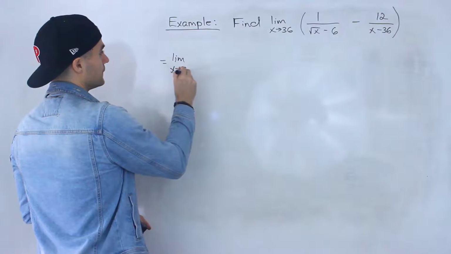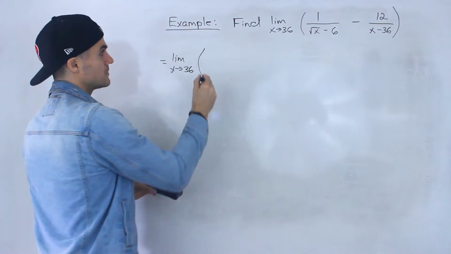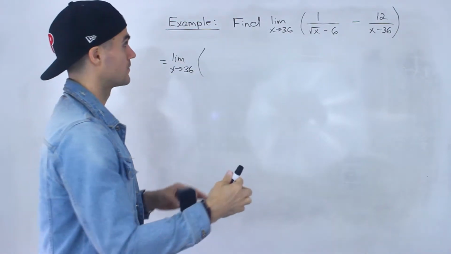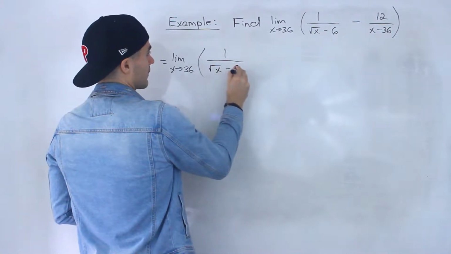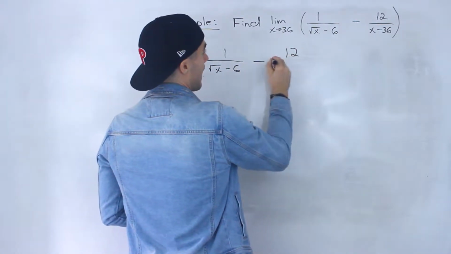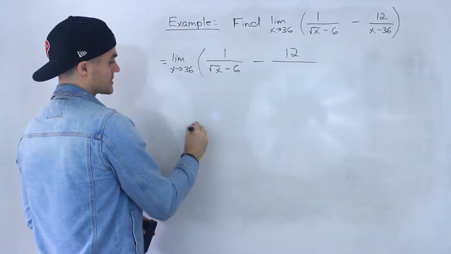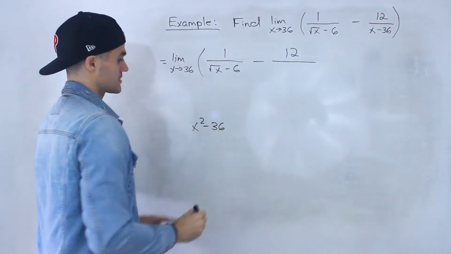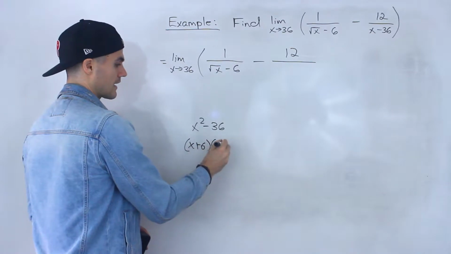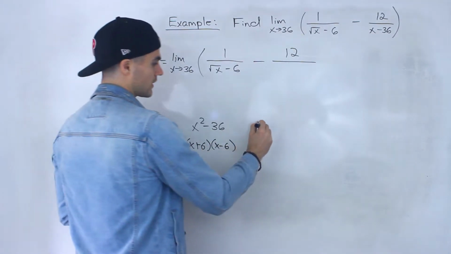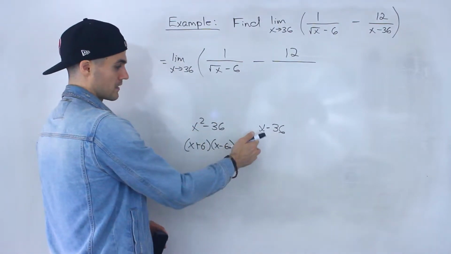Because these fractions are subtracting, if we combine them into one, we're going to need a common denominator. And here's where it gets a little weird. This x minus 36, we can actually rewrite. So let's pretend that it was given as x squared minus 36. Notice that this would be a difference of squares. It'd be x plus 6, x minus 6. But what if we're given x minus 36? It's not x squared, it's just x by itself.